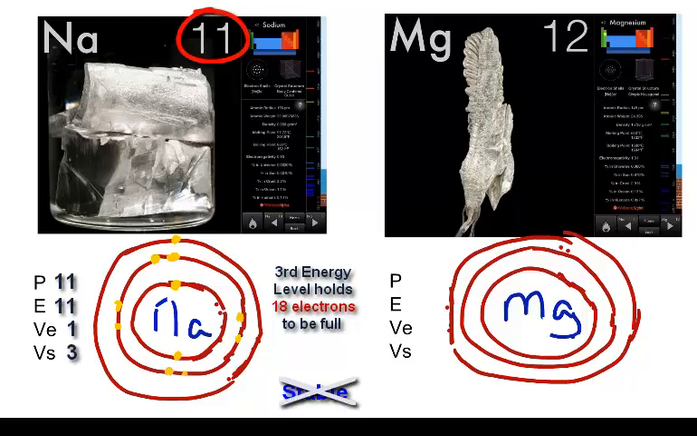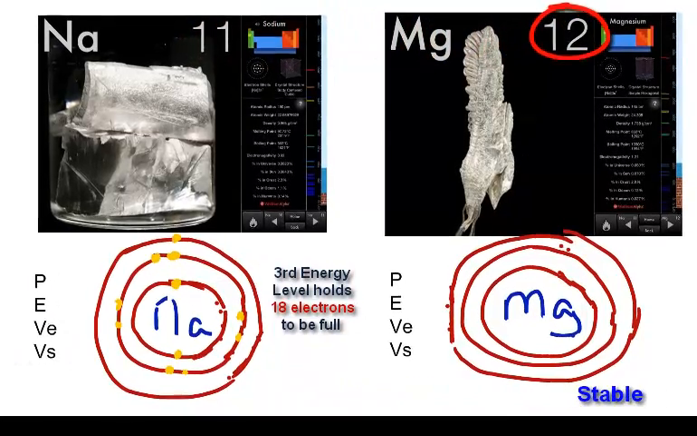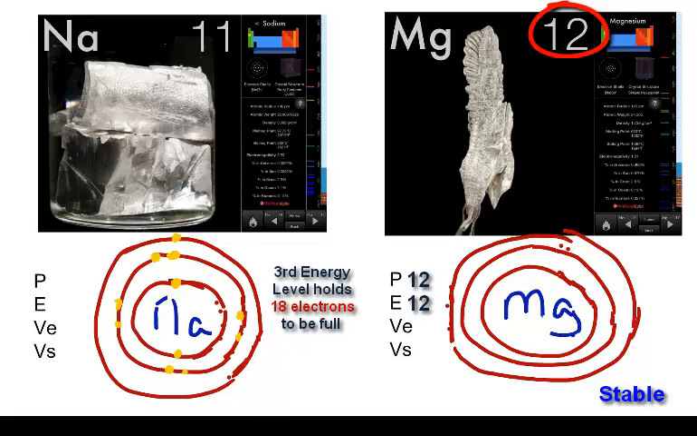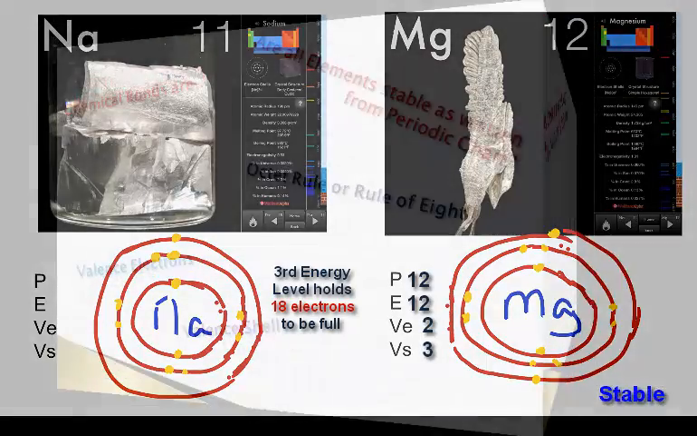The last one we'll look at is magnesium. Magnesium has 12 protons and 12 electrons. The first 2 go in the first energy level. The next 8 go in the second energy level. And then that leaves us with 2 to go in the third energy level. How many valence electrons are going to be found in an atom of magnesium? I hope you tell me 2. How many electrons in an atom of magnesium? I hope you tell me 12. What energy level will the valence electrons be found in? I hope you tell me the third one.